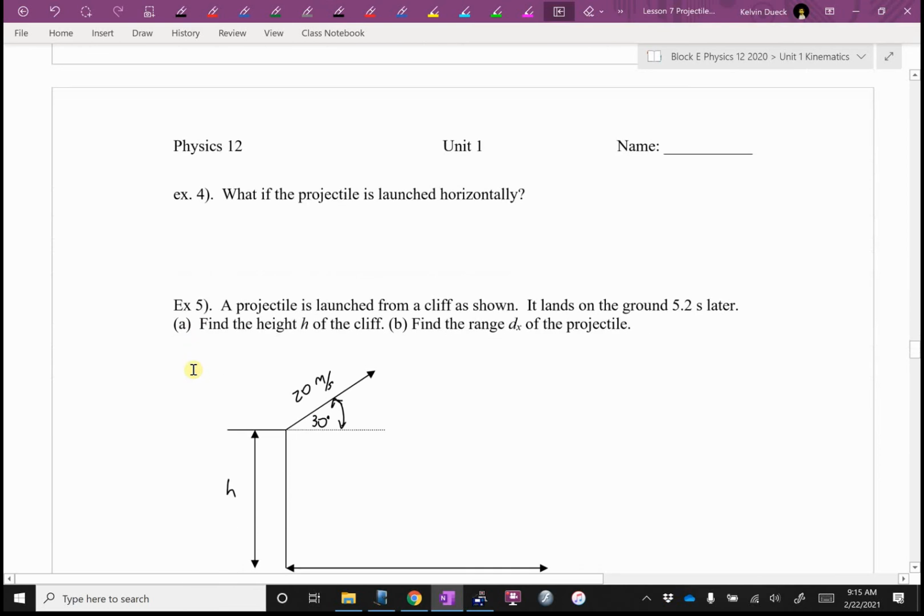Example 4. What if the projectile is launched horizontally from a cliff? Why is this so much easier? What's Vy initial? 0. And that means that when you solve for time, because Vy initial is 0, you can use physics 11, d equals a half a t squared. No need for the quadratic formula. But sadly, that only works for a horizontal projectile launch from a cliff. I will put one of those on your test, but you're going to get cliff at an angle.